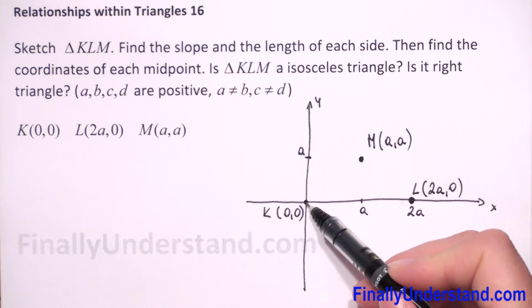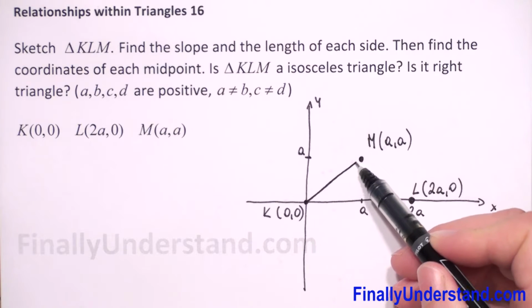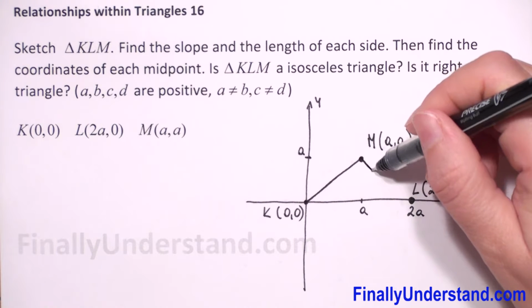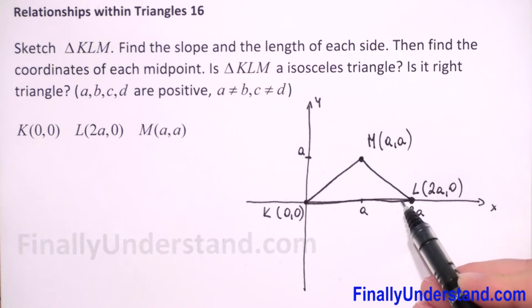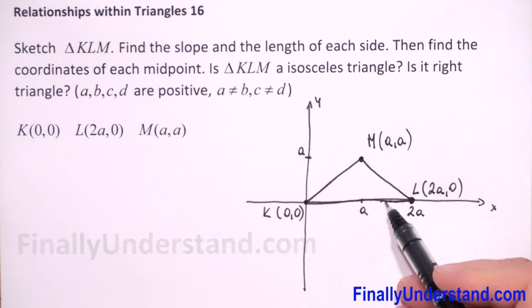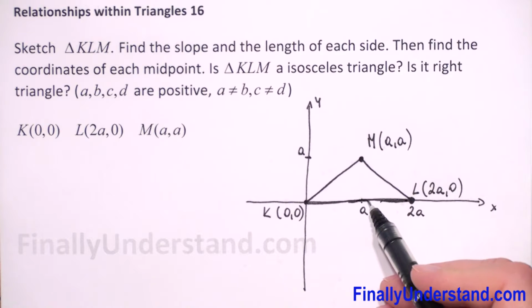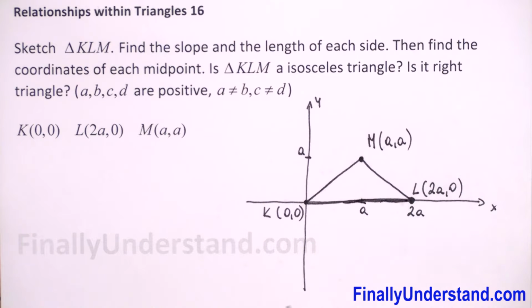So this is our point M, which has coordinates a, a. Now we can connect these 3 points, and we have our triangle KLM. So now we have to first find the slope of each side.